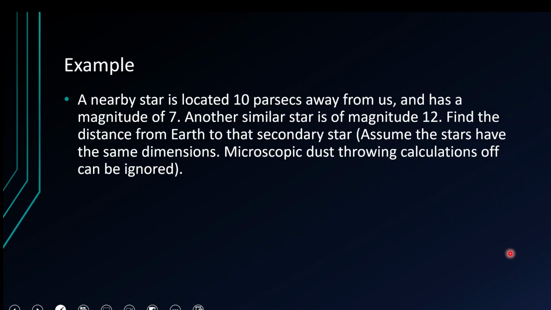One thing I actually forgot to mention is that the distance is in parsecs, but you can convert it to whatever unit you like because they'll all cancel each other out anyway. So a nearby star is located 10 parsecs away from us and has a magnitude 7. Another similar star is of magnitude 12. Find the distance from Earth to that secondary star.